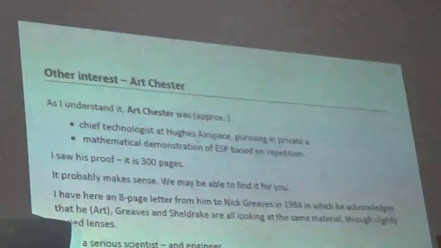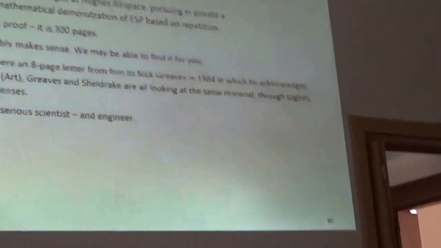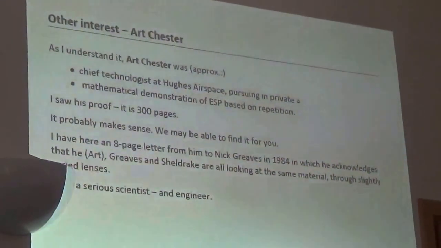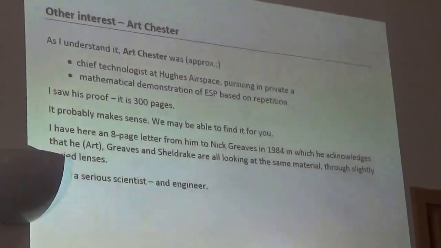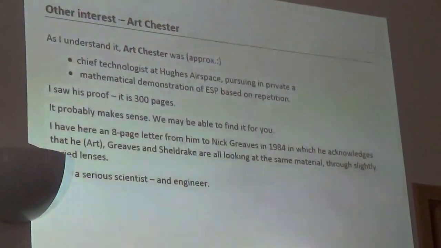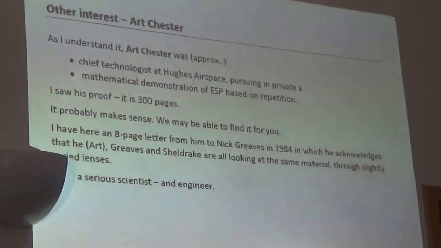The last page says, there's a guy called Art Chester, who was a top scientist, practical scientist, chief technologist at Hughes Aerospace when Reagan was trying to invent things to go up there and knock down missiles. And in private, he pursued a mathematical demonstration of ESP based on repetition, and he got friendly with Greaves because of that. I saw his proof, 300 pages. I couldn't get further than the first formula. Probably makes sense. I can find copies of it for you if you want.